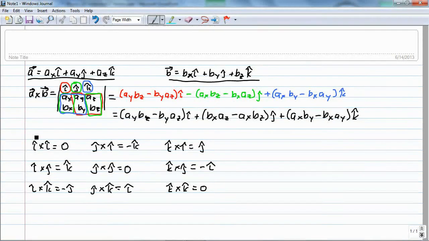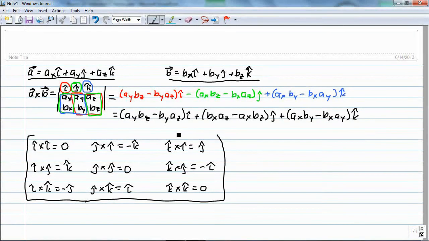These are going to be very important when we get into magnetic fields and working with Biot-Savart. So when you see a problem that says use Biot-Savart, you will need these cross products.